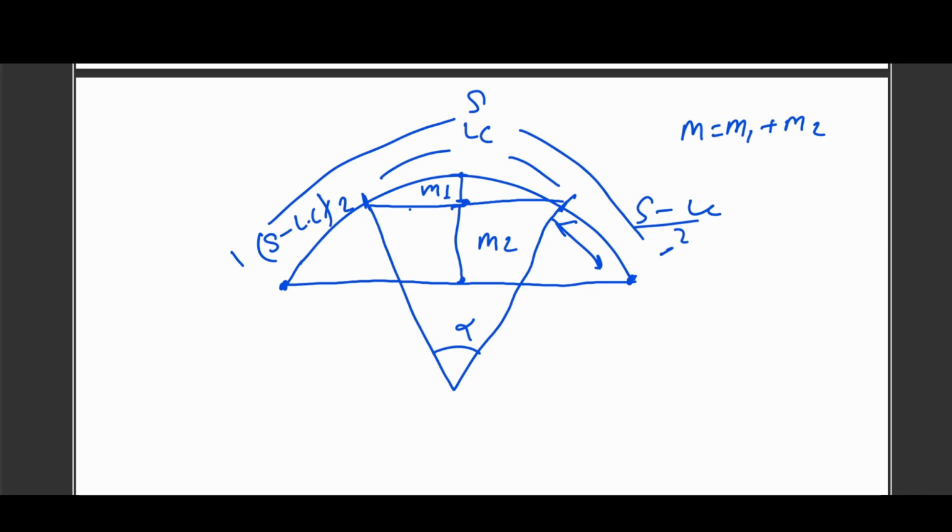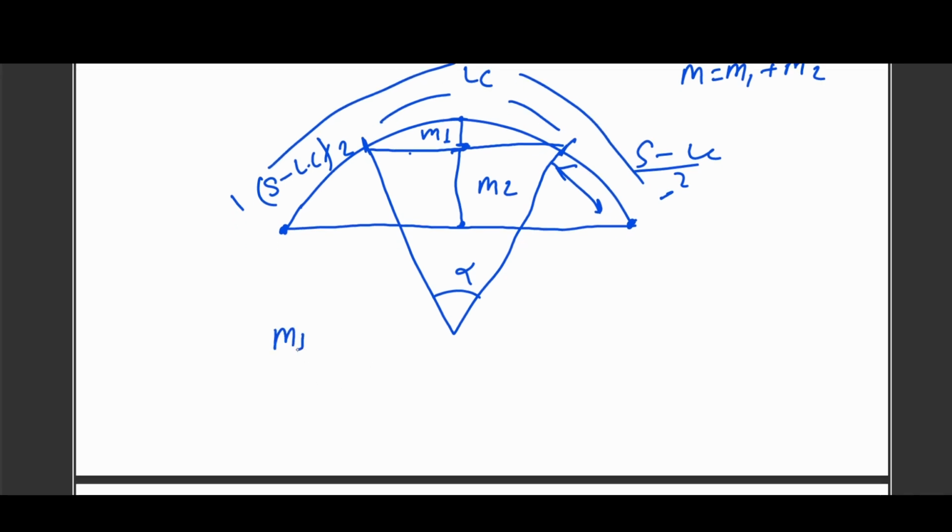So let us find the value of m1. What will be the value of m1? If this is alpha by 2, what will this value be? This value will be r minus r cos alpha by 2. We can clearly see that. Look here. This value will be r cos alpha by 2, and up to here it will be r. That's why r minus r cos alpha by 2. I think it is pretty much clear.